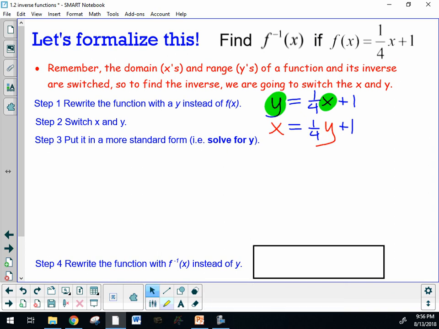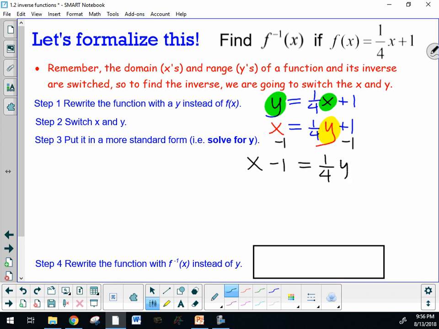So in this case, if we're trying to get this y by itself, we need to peel back all these other layers and move them over with the x. So we want y by itself. The first thing we want to do is subtract 1. So now we have x minus 1 equals 1/4 of y. Well, 1/4 of y is the same as dividing y by 4. So to undo that fraction, we just want to multiply both sides of our equation by 4.